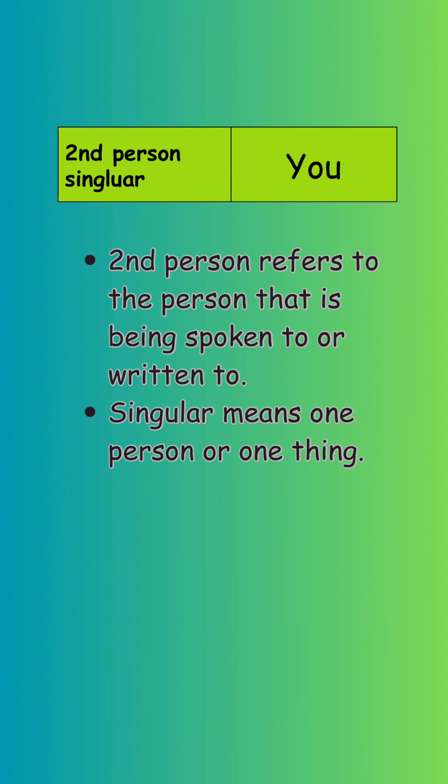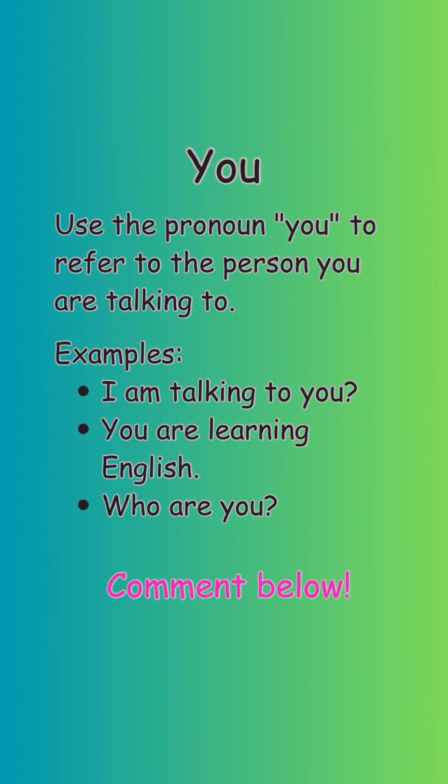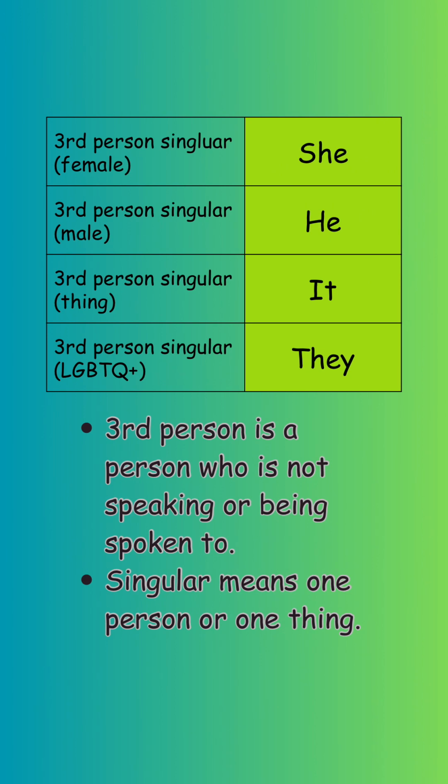The second person singular pronoun is you. Second person refers to the person that is being spoken to or written to. Singular means one person or one thing. Use the pronoun you to refer to the person you are talking to. Examples: I am talking to you. You are learning English. Who are you? Comment below.